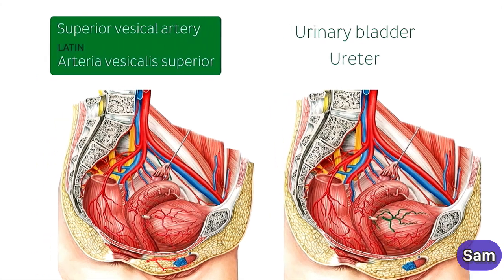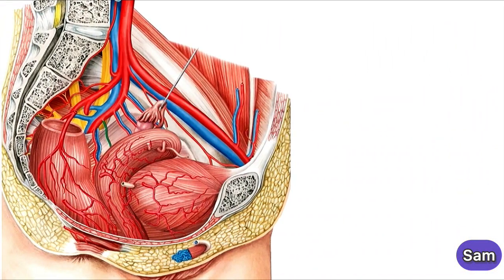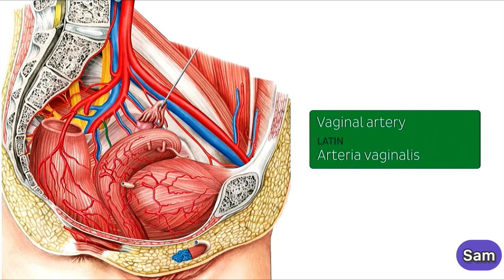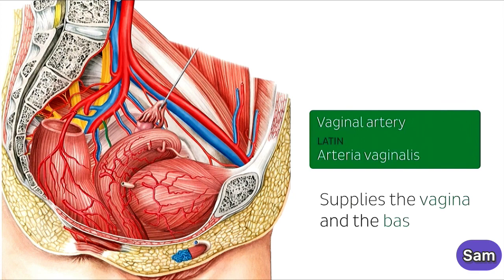The next branch of the anterior division of the internal iliac artery is the vaginal artery. Again, there's a left and right vaginal artery. We can see it highlighted in green on the image here. This artery supplies the vagina and the base of the bladder.